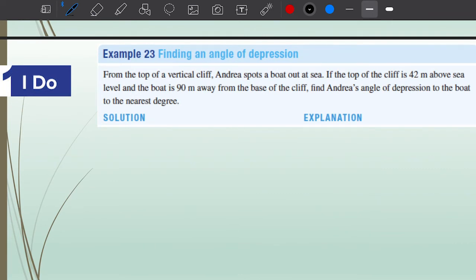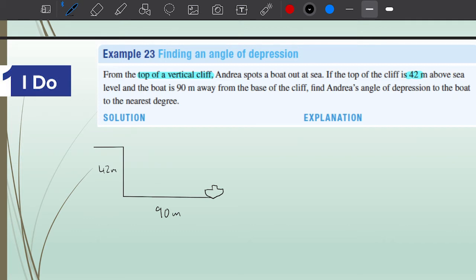Let's do another one. I'm going to do this one. This time we have our friend standing at the top of a cliff. The cliff is 42 meters tall, so let's start drawing the picture. The cliff is 42 meters tall. We're standing at the top of it. Now, down the bottom here, there is a boat 90 meters away. Oh, this was 42 meters, by the way. There's a boat out here that's 90 meters away from the base of the cliff.